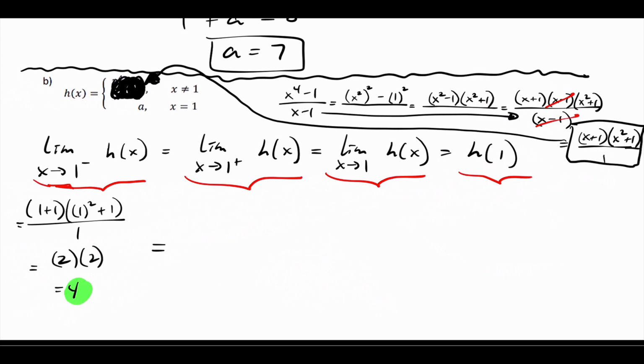How do I find the limit as x approaches 1 from the right? I use the same one, right? Don't I use the same exact thing? So instead of having to plug it in again, we know the answer. It's just 4. And by rule, if those two guys are the same, then the third one has to be the same.